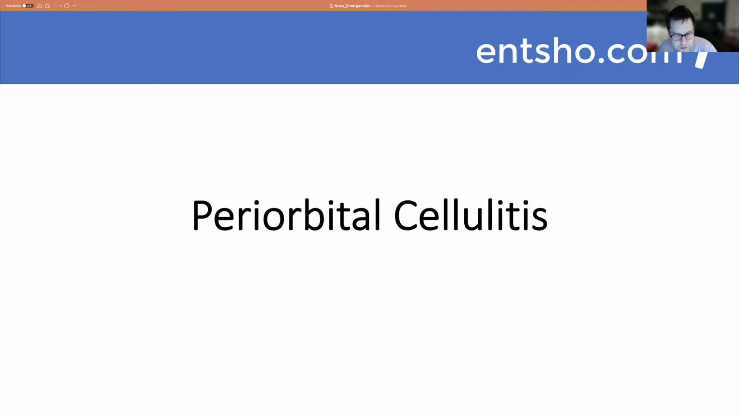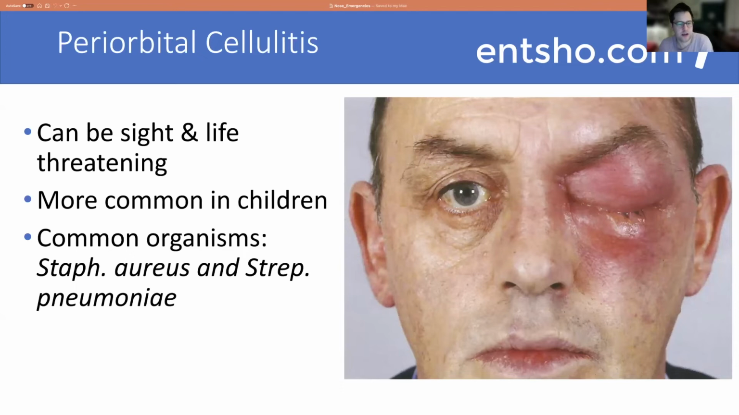So let's just talk a bit about the complications then. So we mentioned already periorbital cellulitis. So this is what you might see. It is an emergency. It can be sight and life-threatening. It is more common in children, but you do see it in adults. The common bacterial causes are ones that we might find on the skin, like Staph aureus, or respiratory pathogens like Strep pneumoniae.